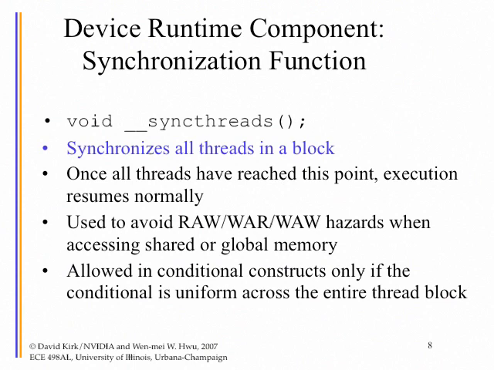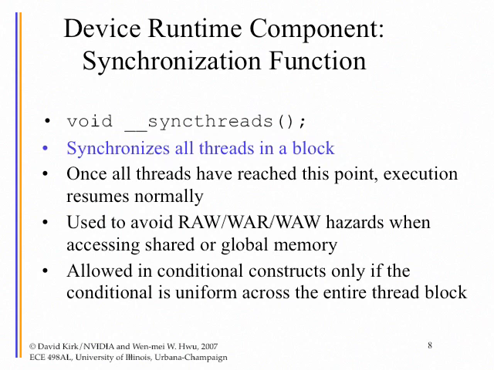Finally, we're talking about the synchronization function here, and I already pretty much explained this in the code. It appears like a function call, but it actually translates into one machine instruction. It's one of the intrinsics that I talked about. It's commonly used, appears like a function in the source code, but translates into essentially one machine instruction. Once all the threads have reached this point, execution resumes normally. It's used to avoid read after write, write after write, and write after read hazards.